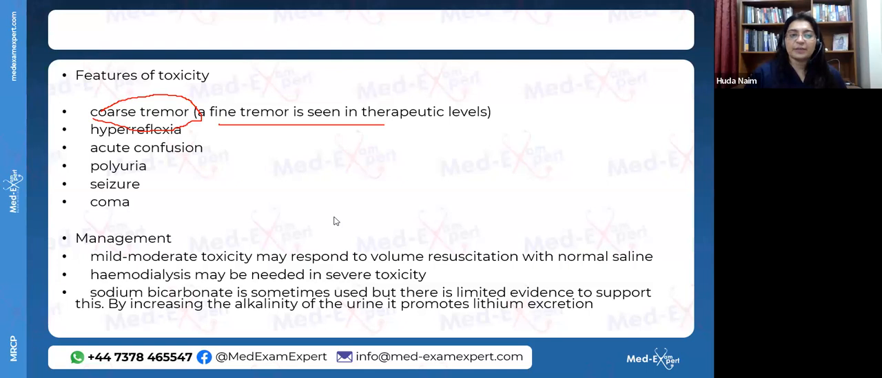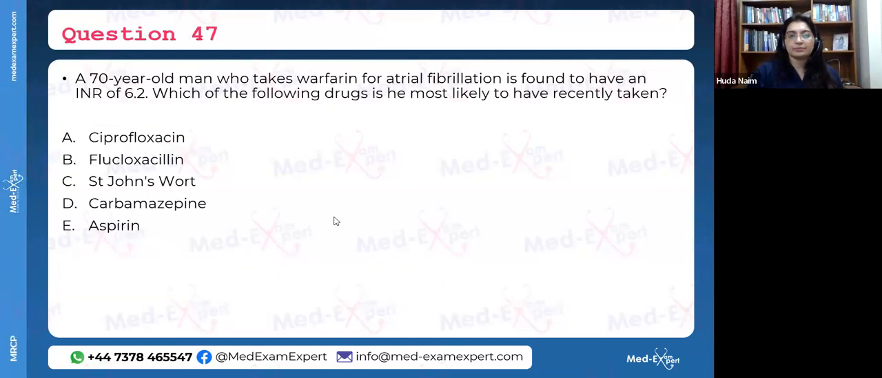And how would you manage these patients? Mild to moderate toxicity would respond to volume resuscitation, while you would like to do hemodialysis in cases the patient has very severe toxicity. That means if the patient has developed confusion, or seizures or coma, then you would like to do hemodialysis. Okay.